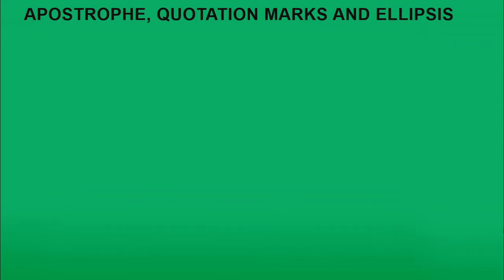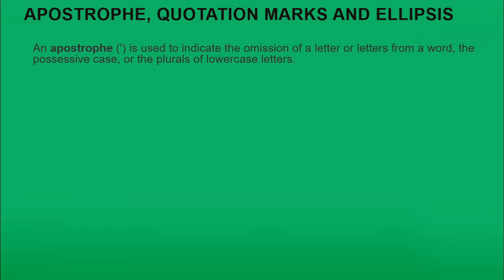Now let's talk about apostrophe, quotation marks, and ellipses. The final three punctuation forms in English grammar are the apostrophe, quotation marks, and ellipses. Unlike previously mentioned grammatical marks, they are not related to one another in any form. Firstly, here we have the apostrophe. An apostrophe is used to indicate the omission of a letter or letters from a word, the possessive case, or the plurals of lowercase letters.